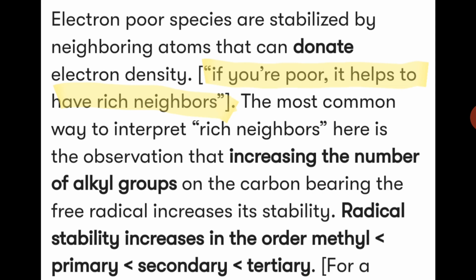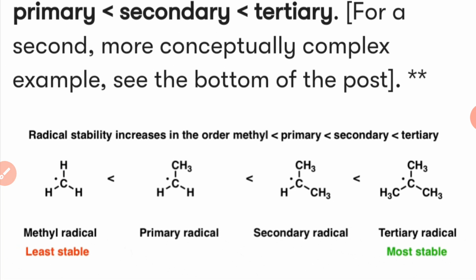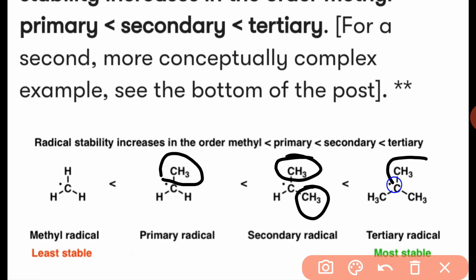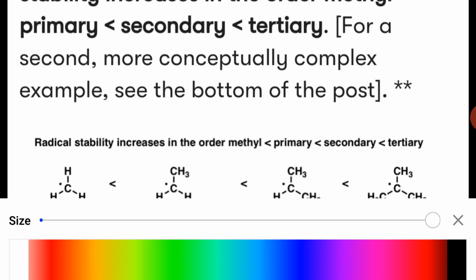In the same way, the free radical that contains some electron donating groups, like this one electron donating group, two electron donating groups, three electron donating groups. The more electron donating groups attached to the free radical, the greater will be the stability of that radical, because that radical is stabilized by the electron density provided by those electron donating species.